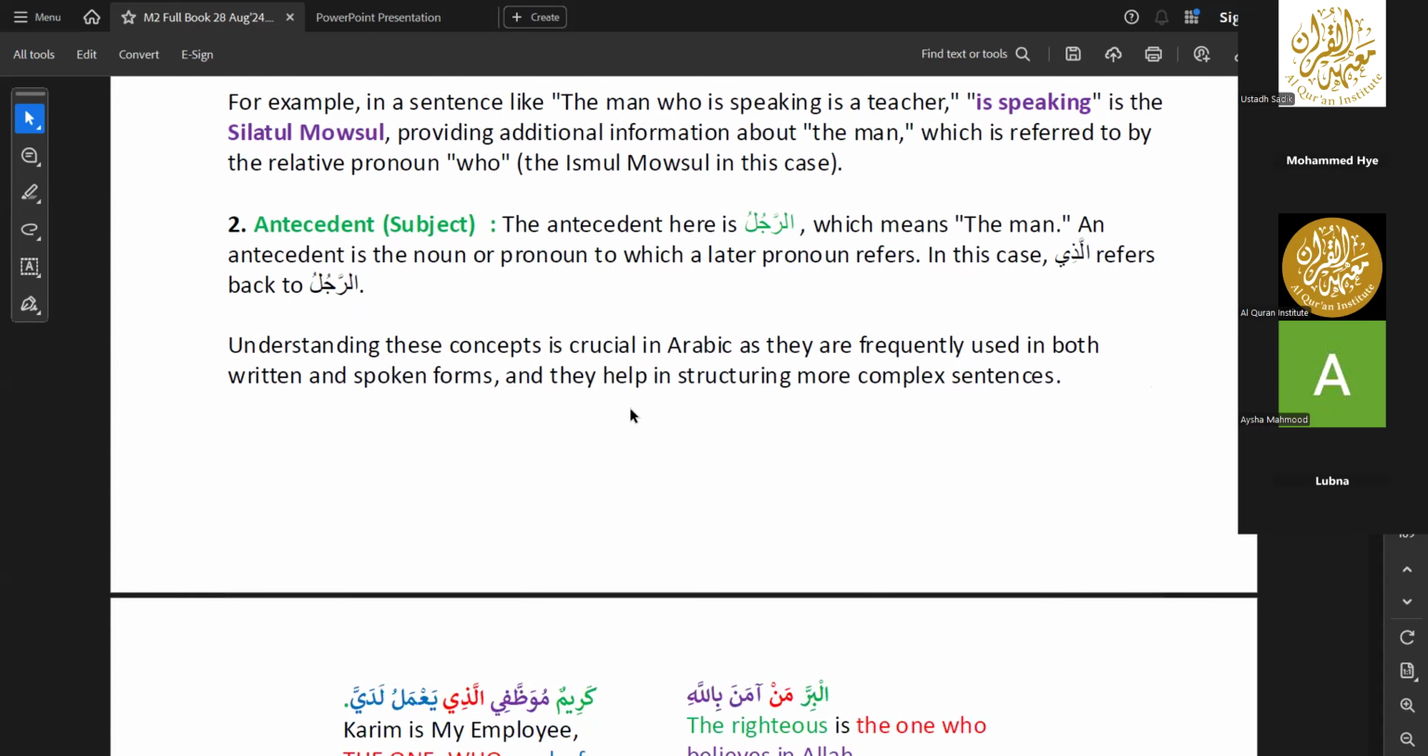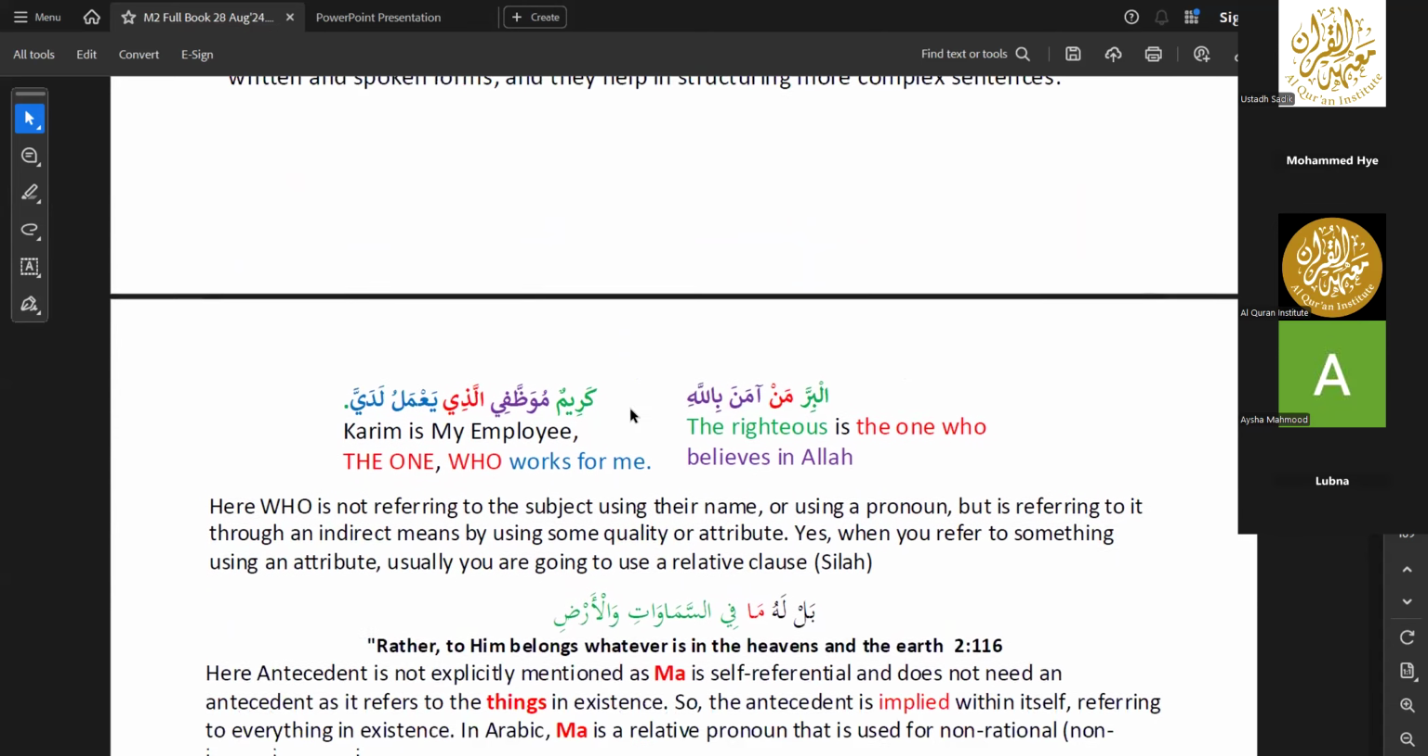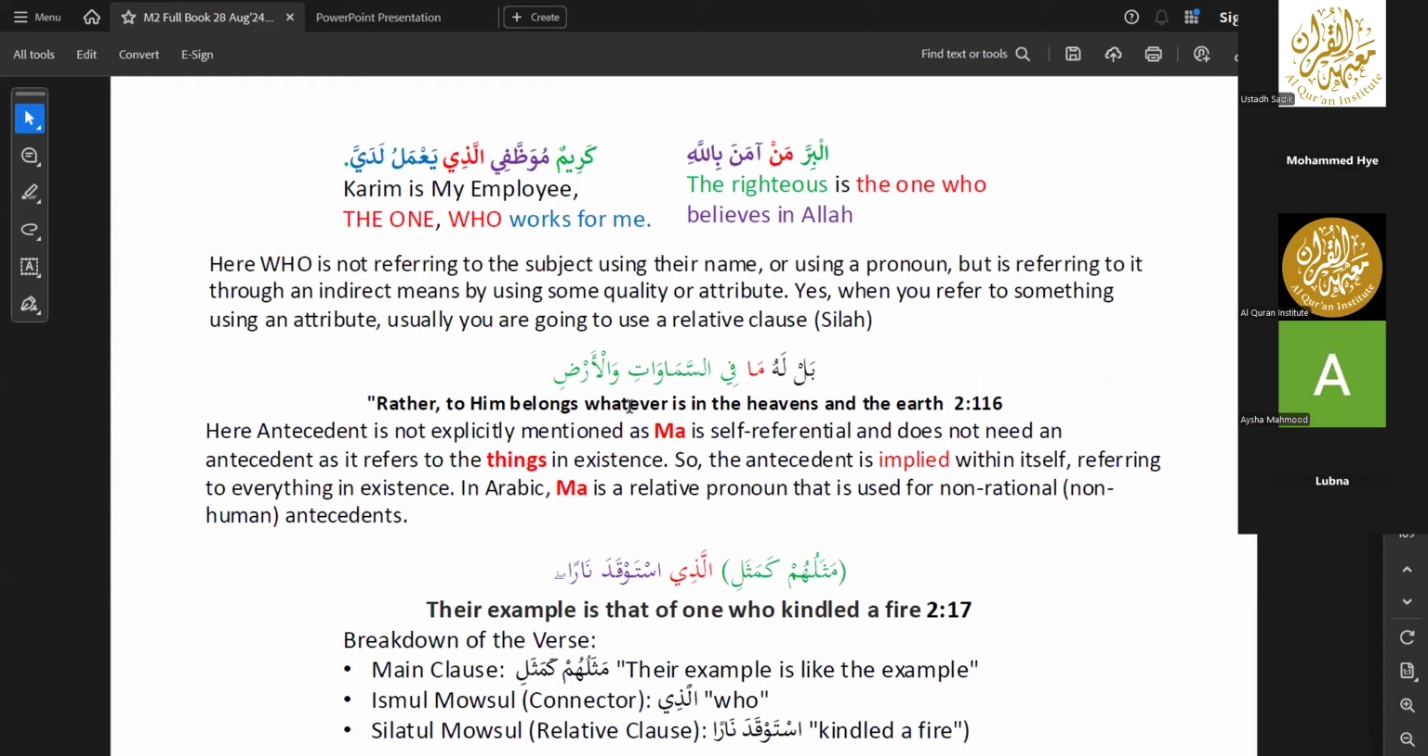As Dr. Mahmoud said at the beginning, we were building upon basic knowledge that we've covered previously, and understanding the structure is really important for us to understand more complex sentences. Let's look at a couple more examples to fully understand what we're covering.